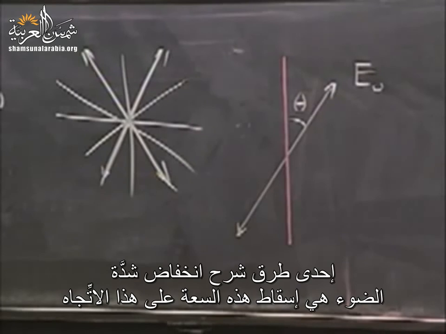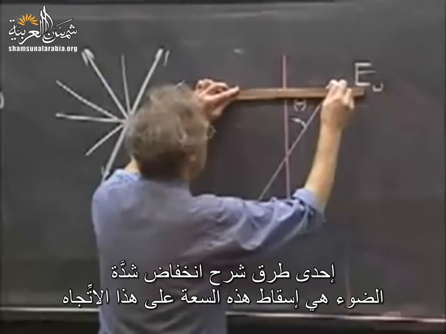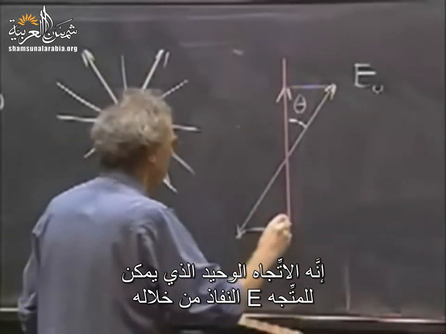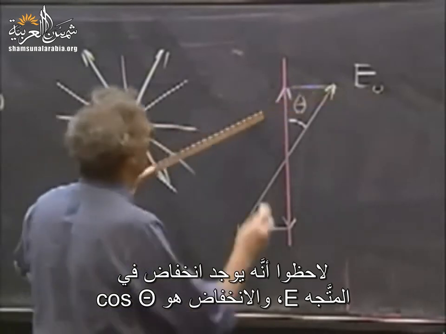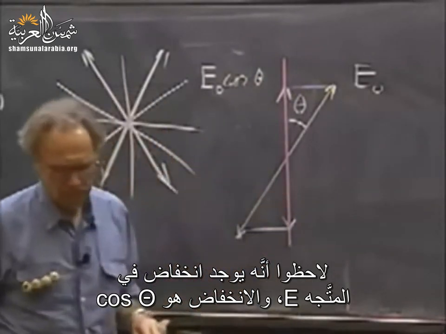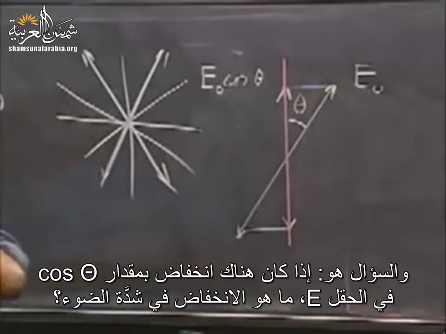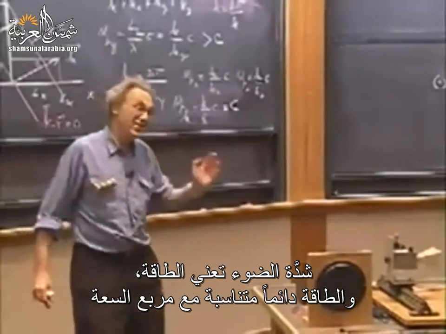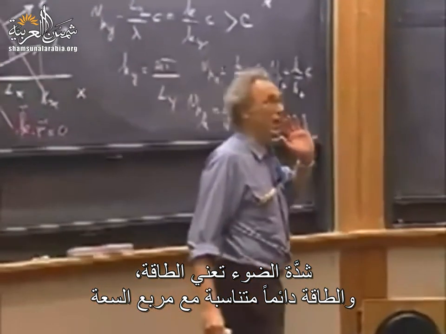Now, one way to explain the reduction in light is to project this E onto this preferred direction. It is the only direction in which the E vector will emerge. And so you see there is a reduction of the E vector, and the reduction is the cosine of theta. Now comes the question, if there is a reduction of the cosine of theta in the E field, what is the reduction in light intensity? Well, light intensity means energy. And energy is always proportional to the square of the amplitude.